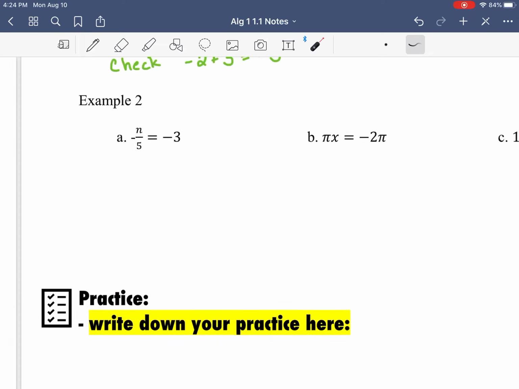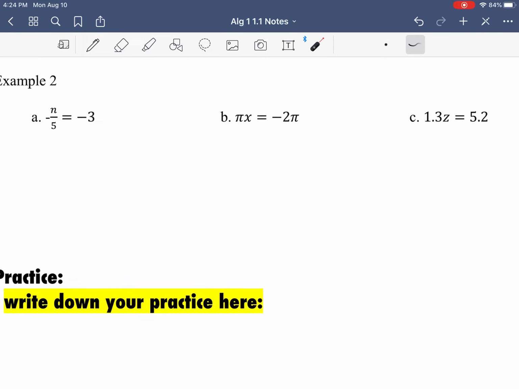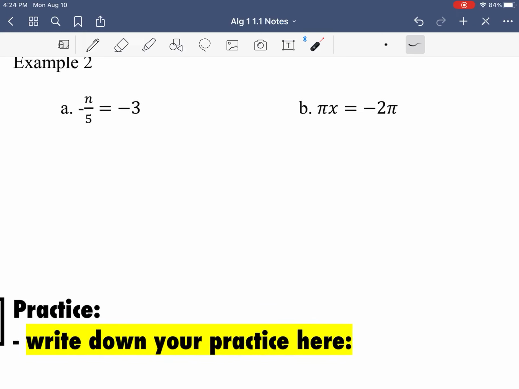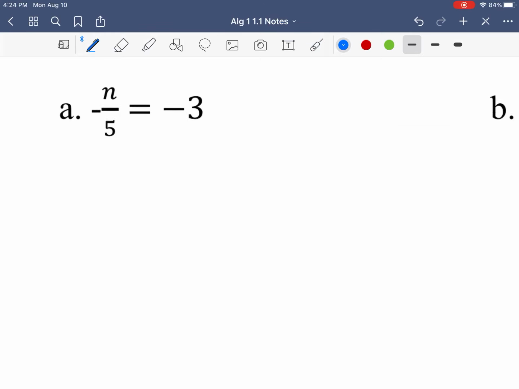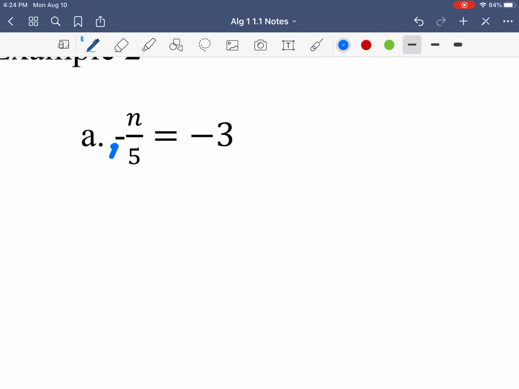Okay, so example 2, there's 3 of them here, but I think we're only going to do the first 2, and then we'll let you try one on your own. Here we have n, and we've got a negative there. Don't forget that negative right there. N divided by 5. If you remember from previous classes, this negative can go on the n or can go on the 5. I'm going to rewrite it this way: n divided by negative 5, equals negative 3.